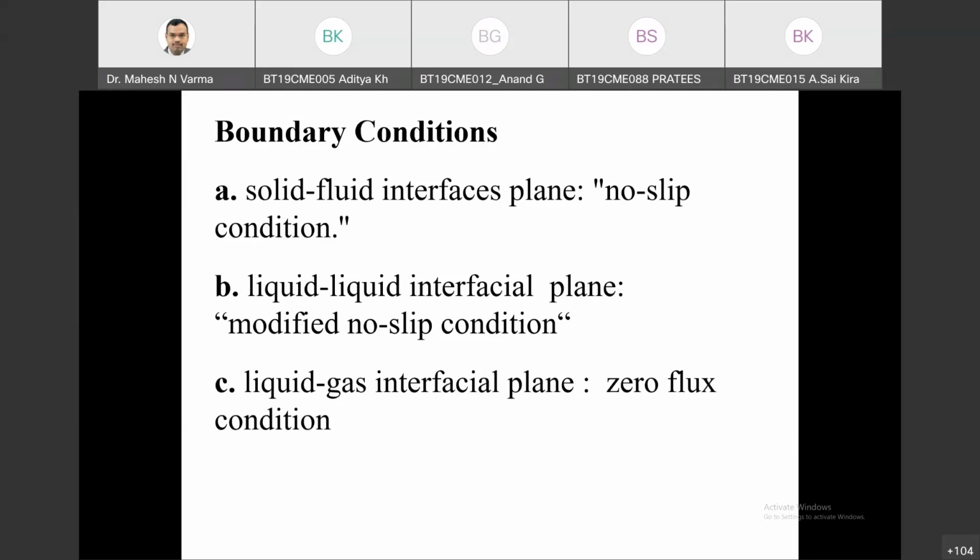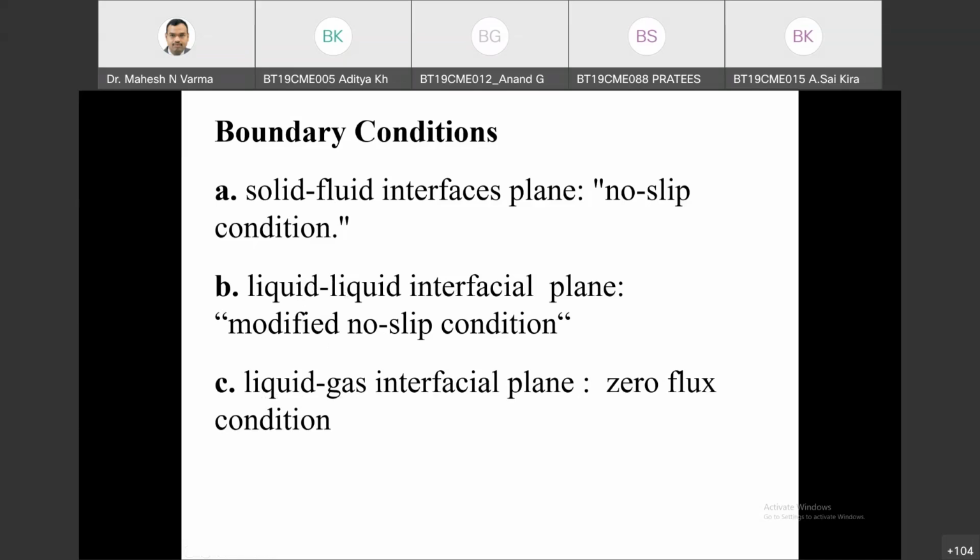Is this clear, Pritesh? Yes, sir. And this is again a modified no slip boundary condition. I got this condition from modification of the earlier one. For solid-fluid, they have the same velocity but different fluxes. For liquid-liquid, they have the same velocity and the same fluxes. And this is the gas-liquid interface.